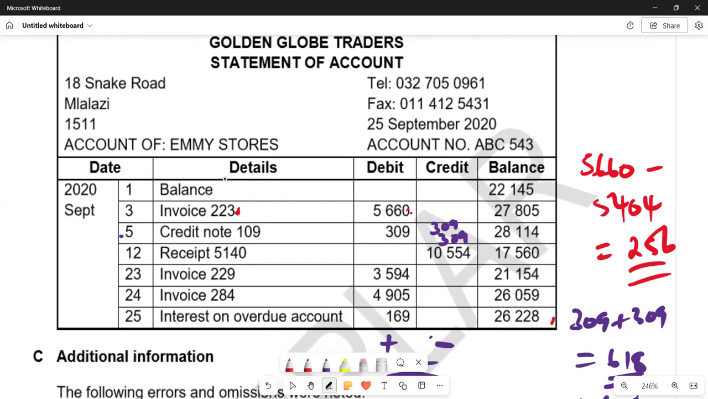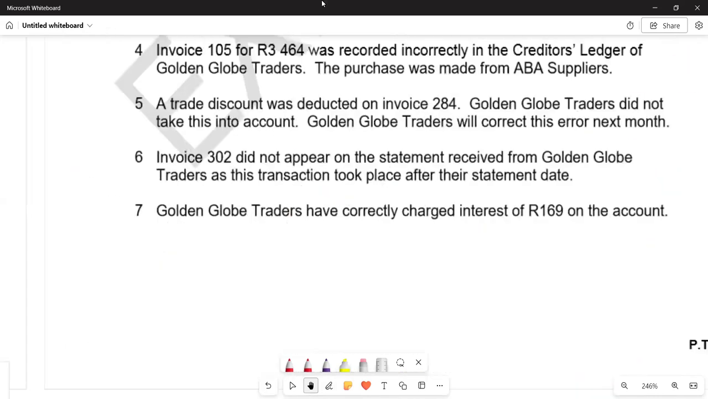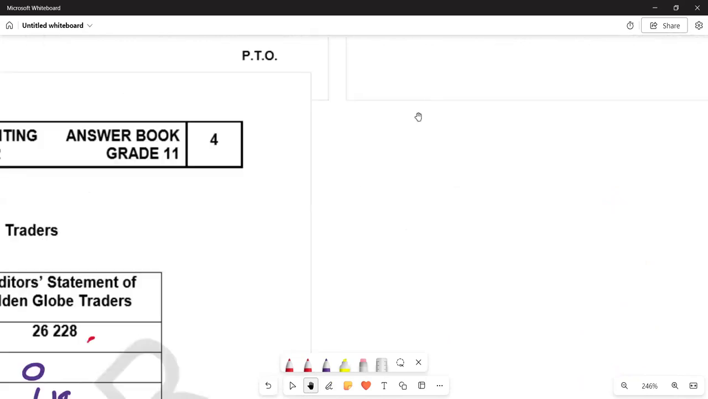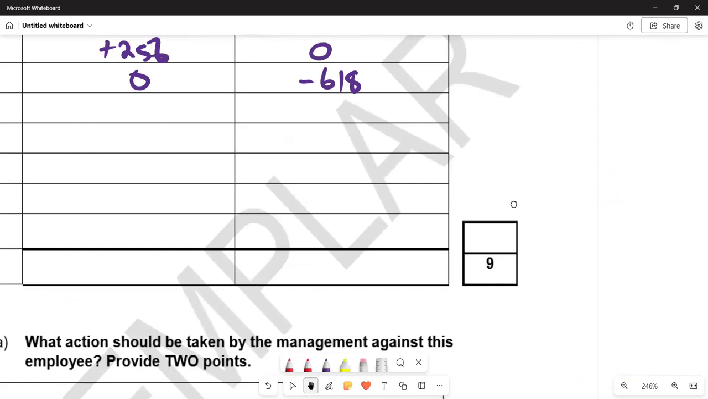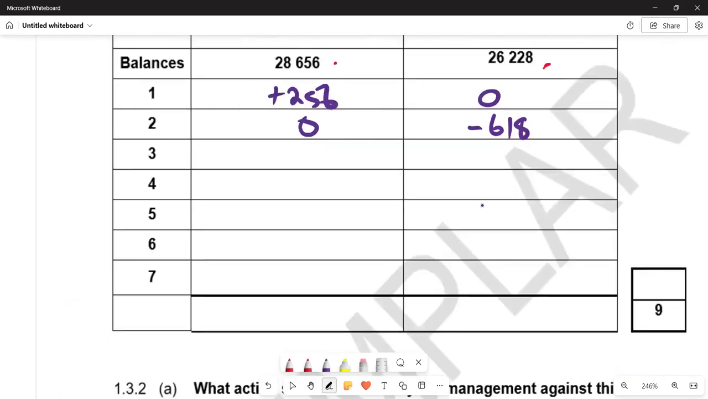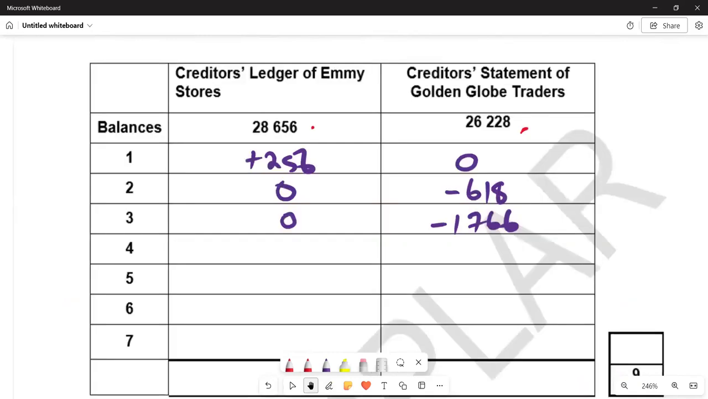By entering on the credit, we know that it's a minus. So we're going to say minus 1,766. So we are going there and indicate that. We are having no effect again in the ledger, but the effect is a negative 1,766 on the statement. And then we go to 4.